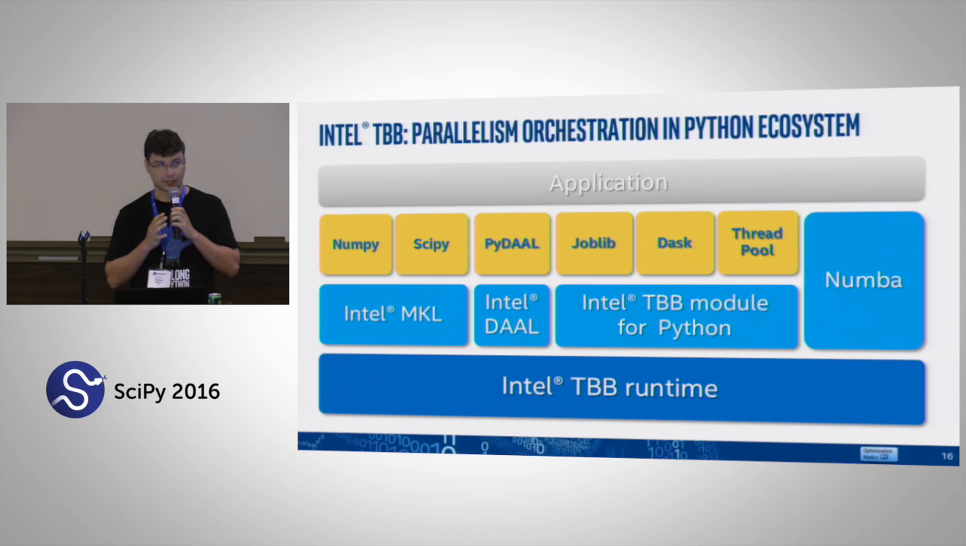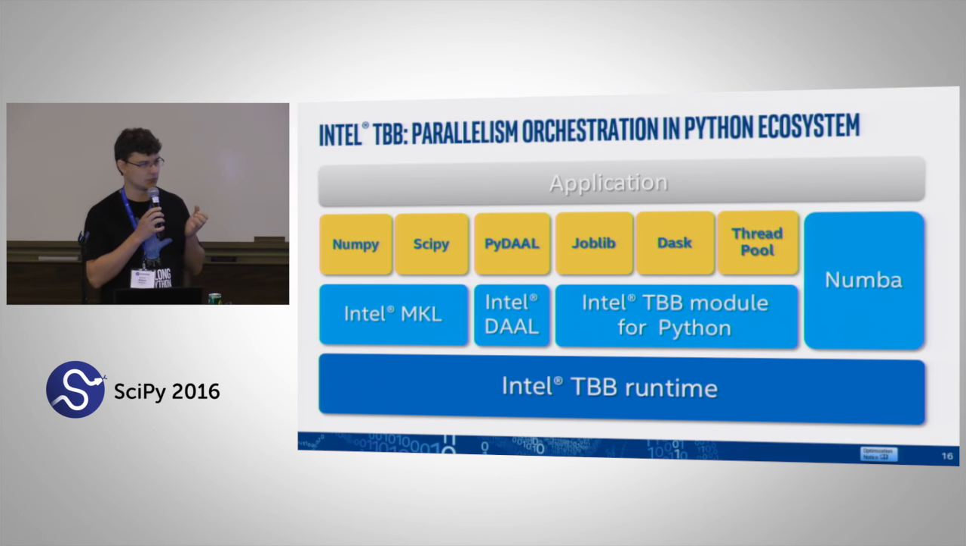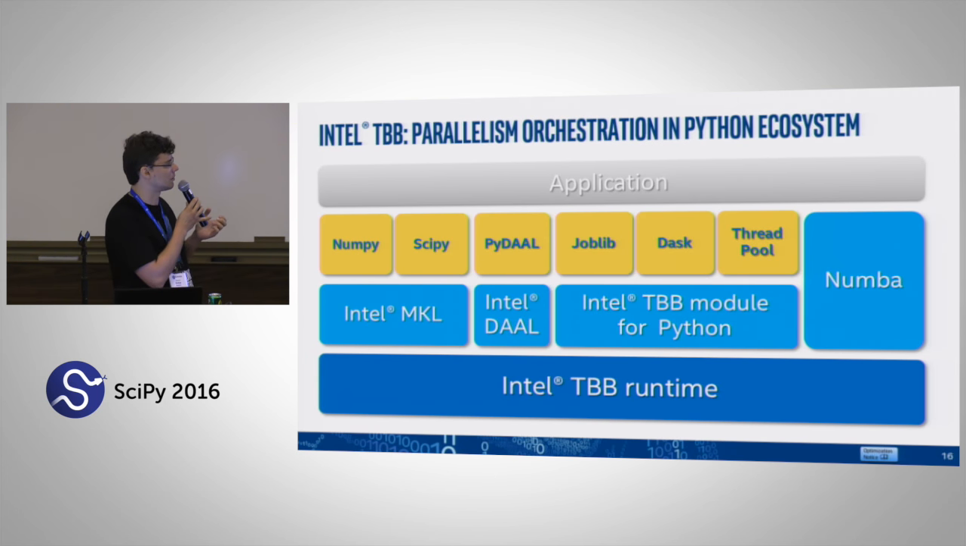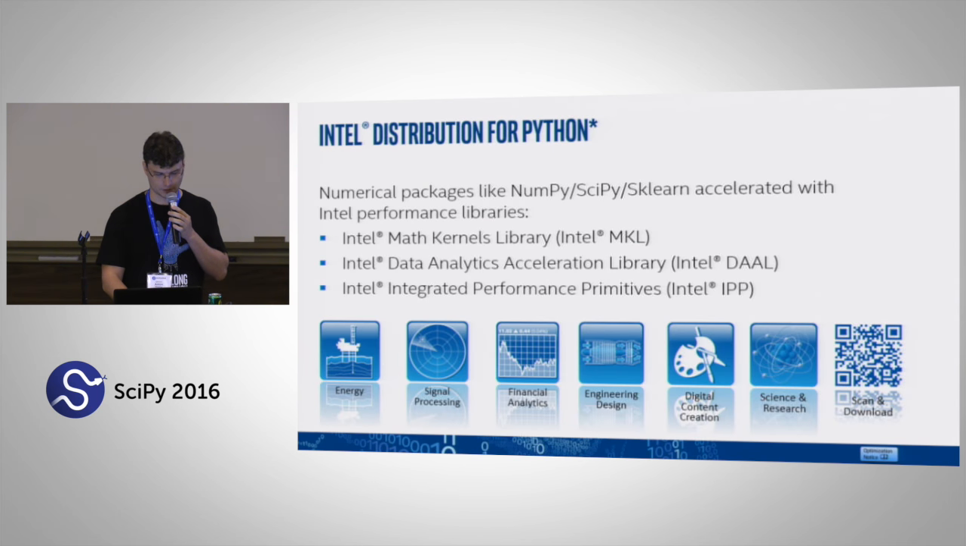What I suggest here is that we can use TBB, which was designed to address those oversubscription issues and threading composability, as part of the Python ecosystem for orchestrating parallelism inside an application. For example, if an application uses NumPy, SciPy, Intel Data Analytics Library, Joblib, Dask, whatever, and they all define their own threading system, it will be a mess. And if we put everything on top of the TBB runtime, it will solve all the issues, well, mostly.